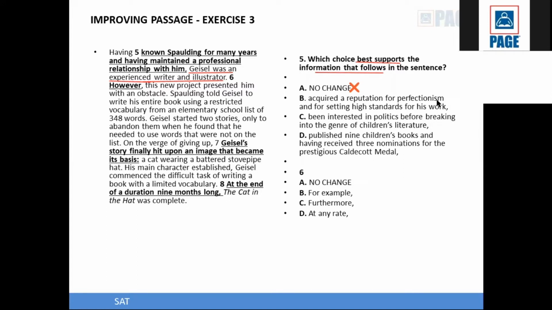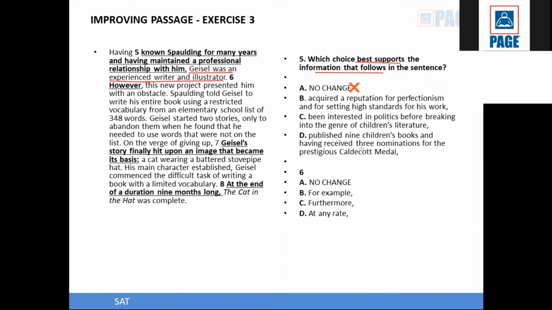Acquired reputation for perfectionism. Now, here we already discussed on the first day. When you get punctuation marks, you need to concentrate. When you get any number or any conjunctions, you need to concentrate. Here we have got "writer and illustrator." So which sentence talks about writer and illustrator?